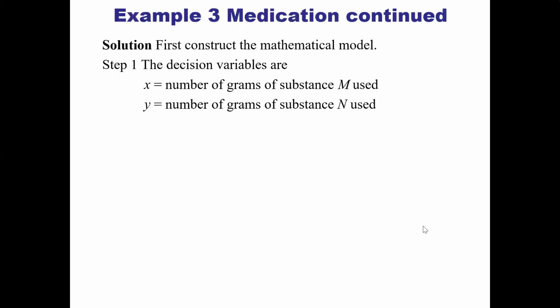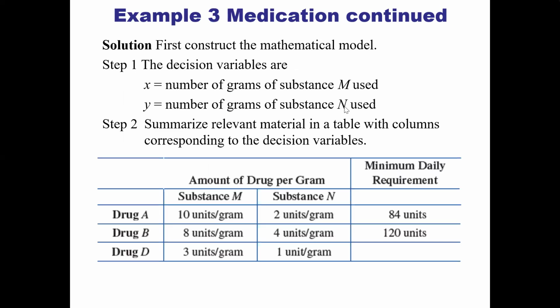So first we have to construct our model. Let X be the number of grams of M and Y for N. And we summarize all the stuff we just found. Drug A is 10 units per gram of M, 2 for N, and the minimum daily requirement is 84 units. For B, it was 8 units per gram for M, 4 for N, and 120 is the daily minimum requirement. And substance M had 3 units of D and N had 1.